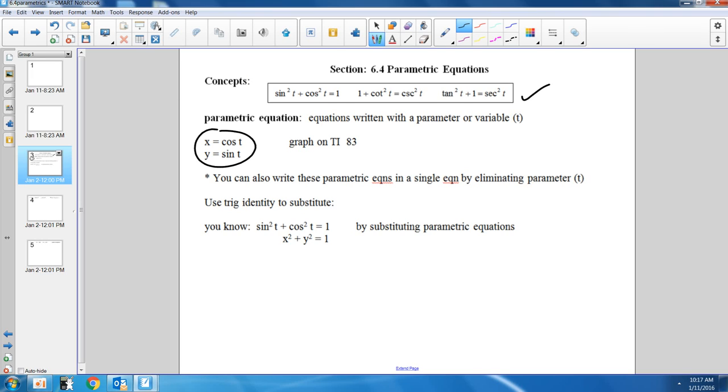So back to this, what we're going to do is we're going to do a substitution and start with these identities. All right.